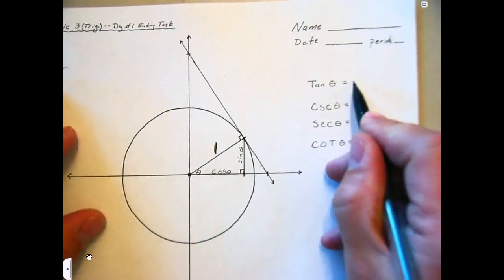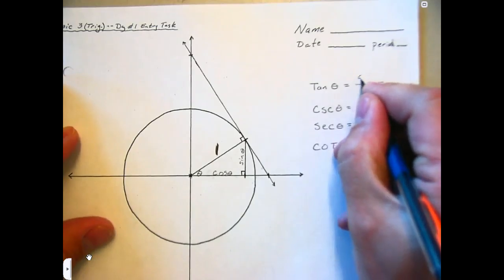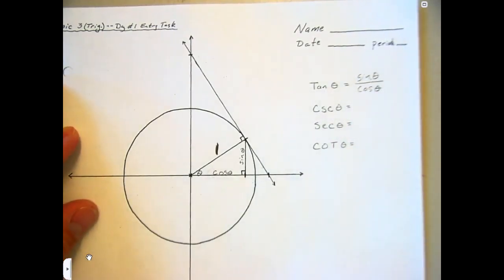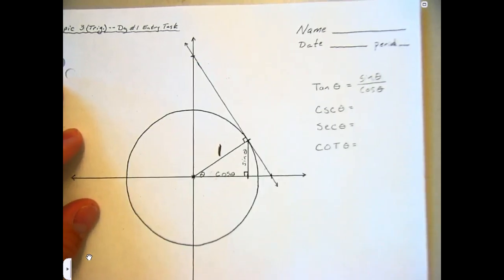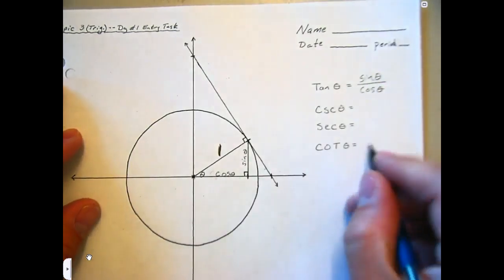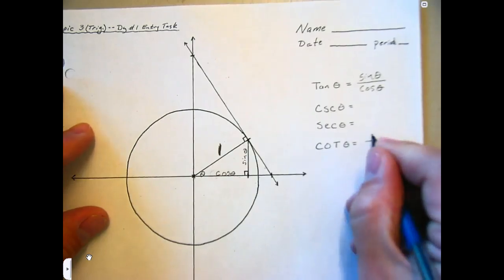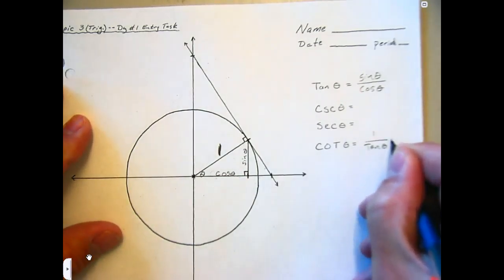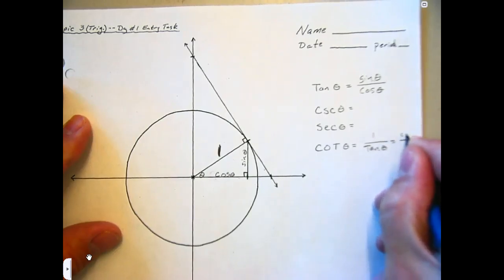We also know a couple things up here. We know that tangent is equal to sine theta over cos theta. That is tangent. We know cotangent is two things. It's 1 over tangent, which is also cosine theta over sine theta.